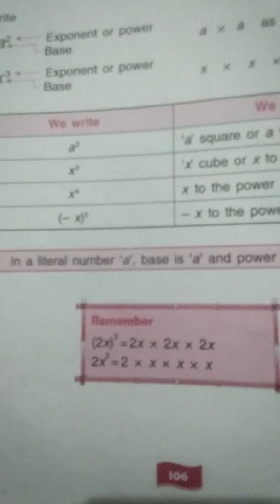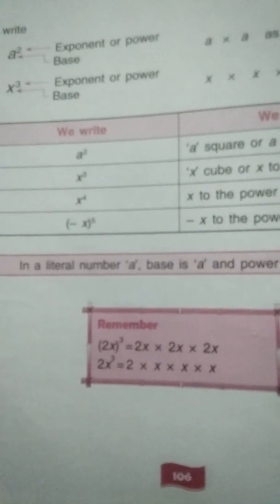Now 2x to the power 3 means 2x is multiplied 3 times, 2x into 2x into 2x, while 2 into x to the power 3 means 2 into x into x into x. x is written 3 times, not 2.